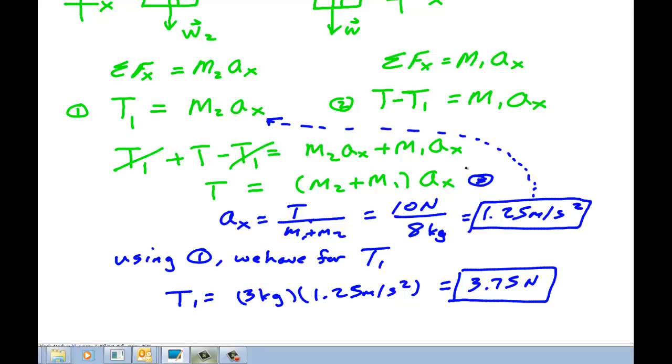All right? Any type of string problem is done this way. This is just a standard method for attacking physics problems involving strings.